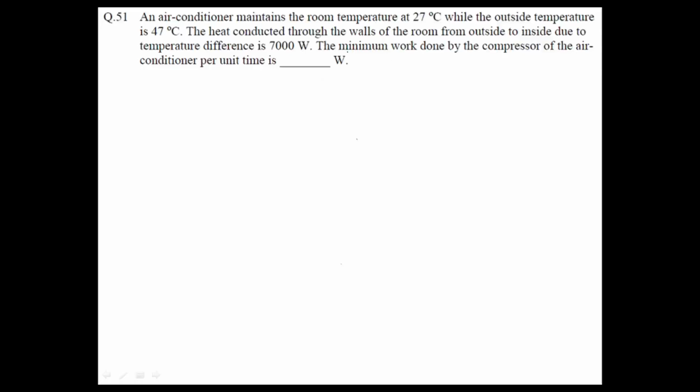done by the compressor. So we know that for an air conditioner system the coefficient of performance Cp is equal to Q divided by work done. Here they have asked us to find the work done. So work done is equal to Q divided by Cp. In the question they have already given the value of Q, that is 7000 watt, the heat extracted, divided by Cp, which is given by the formula Tc divided by Th minus Tc.